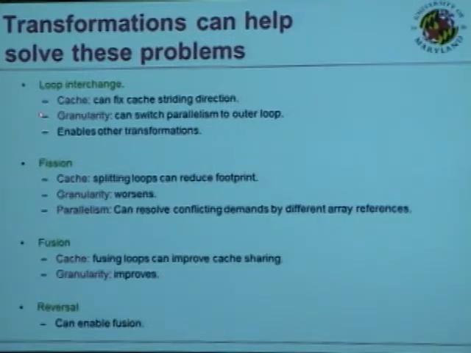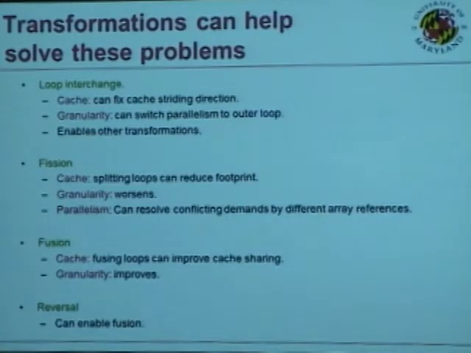So this can help you with granularity. It can also help you with other transformations. So loop interchange is not merely good on its own. It's because it may make other transformations legal that otherwise weren't legal. So that's why this is a good argument. But fission is also nice.